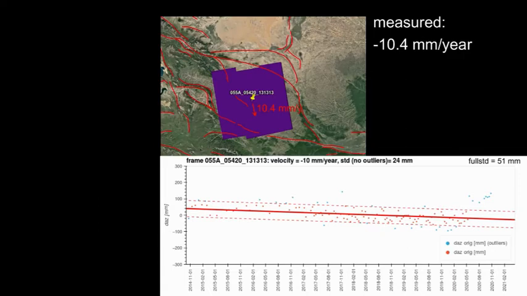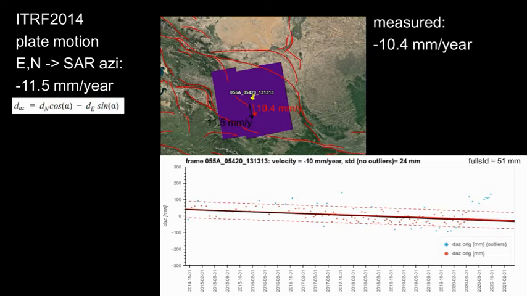For this particular frame, we have estimated a mean average deformation rate of around 10 mm per year in the direction towards approximately south. The expected value from the ITRF 2014 plate motion model is 1 mm per year higher in the same direction.